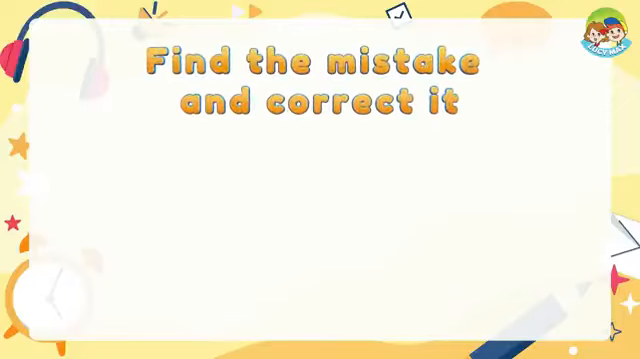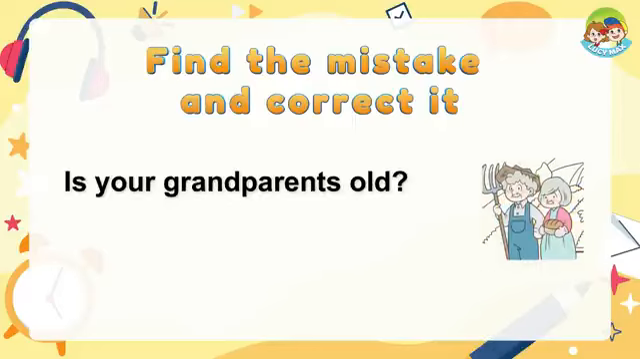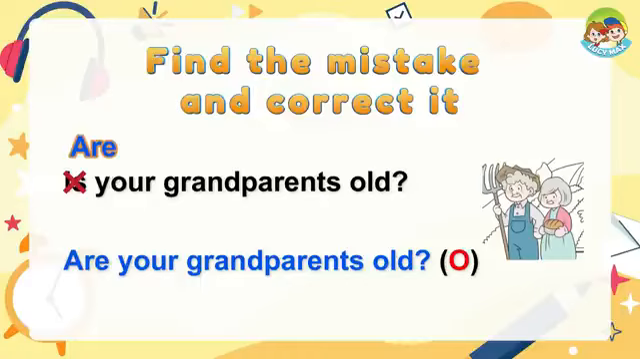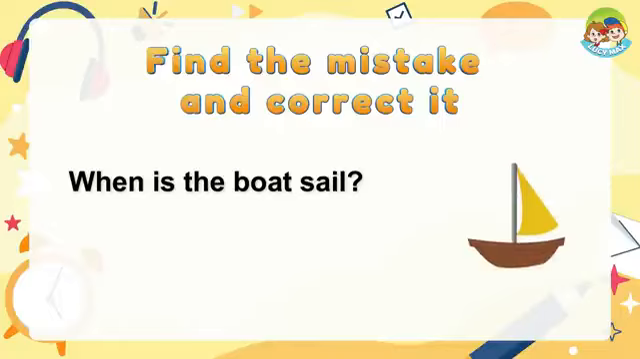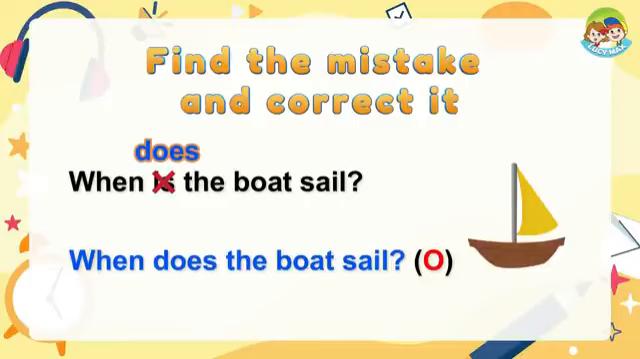You find the mistake and correct it. Is your grandparents old? Grandparents is plural, so you have to change the be verb to are. Are your grandparents old? When is the boat sail? Sail is a verb, so you need to use a do verb, does. When does the boat sail?